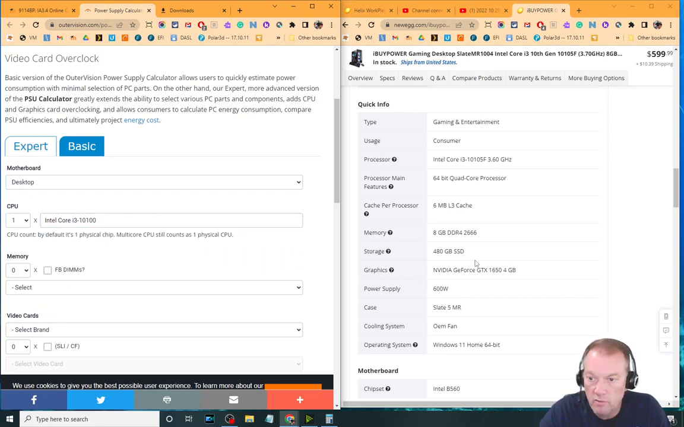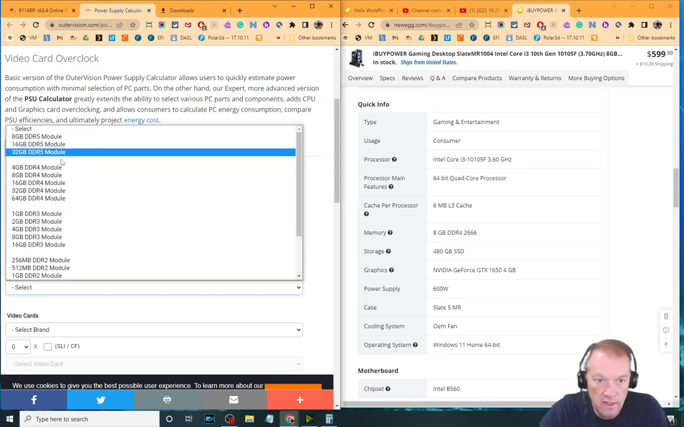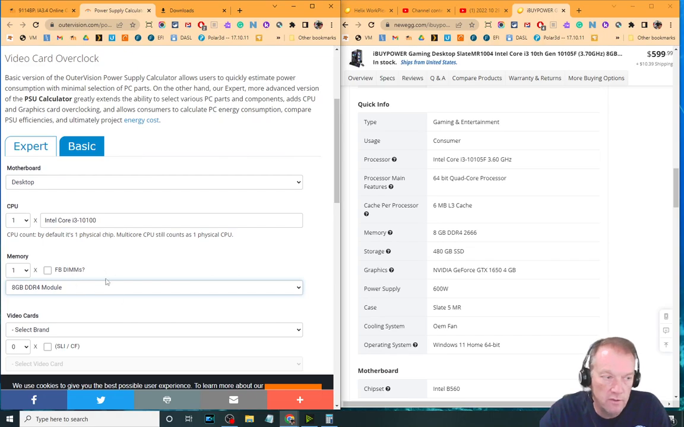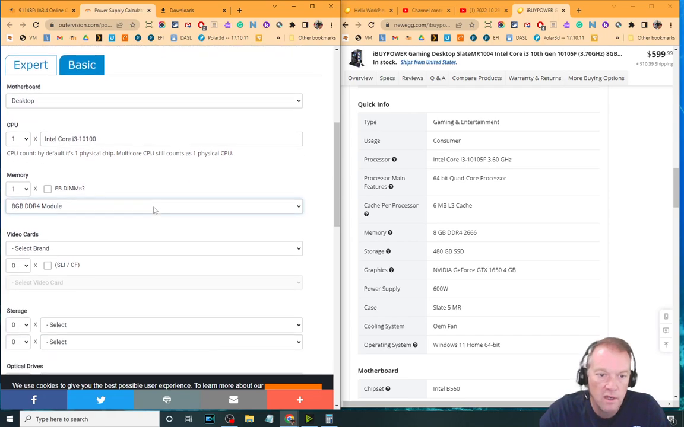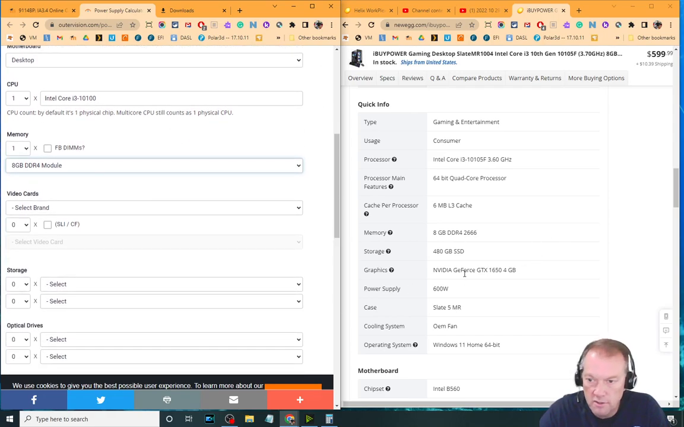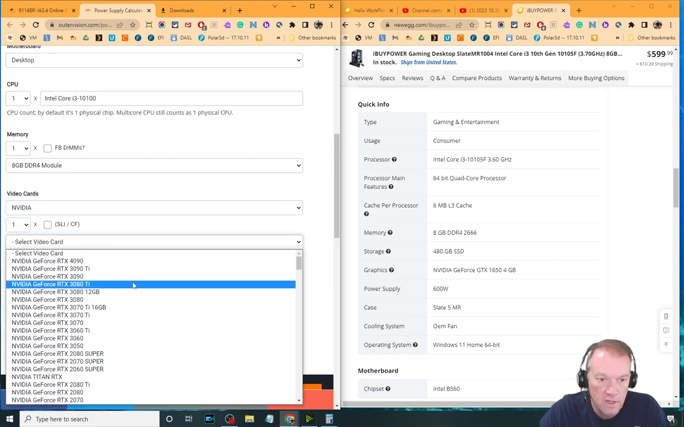Memory on this one, we had one stick of 8 gig, which, by the way, we're going to learn is too little for a gaming system. We should have 16 gig of RAM in a gaming system. Our video card is the GeForce GTX and it says the brand, so I'm going to do NVIDIA, and then it's a GeForce GTX 1650.